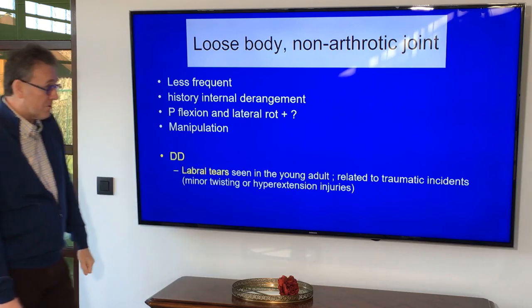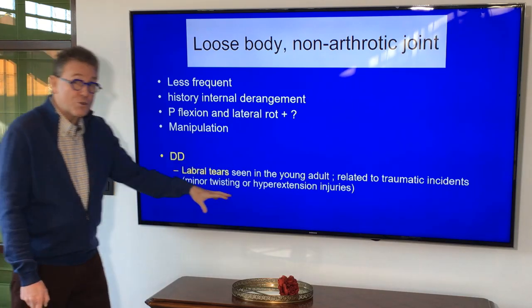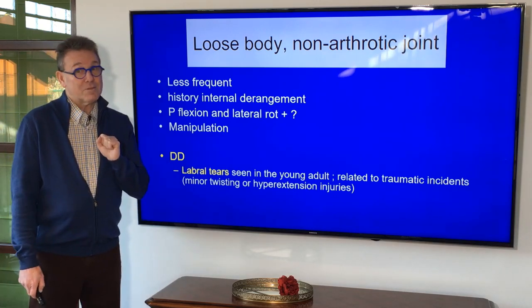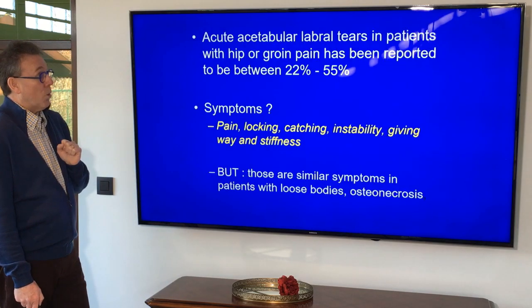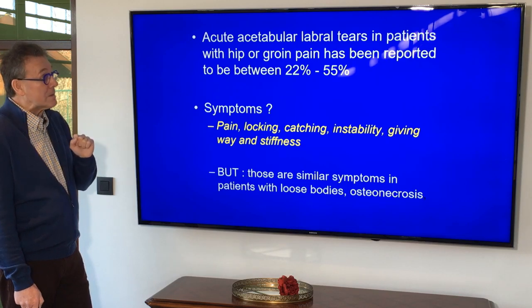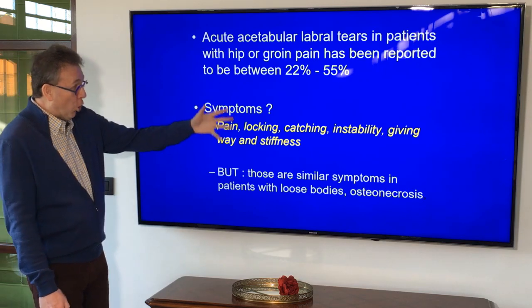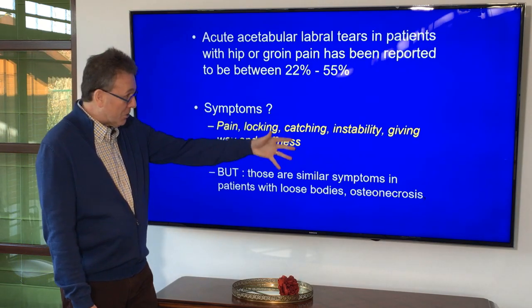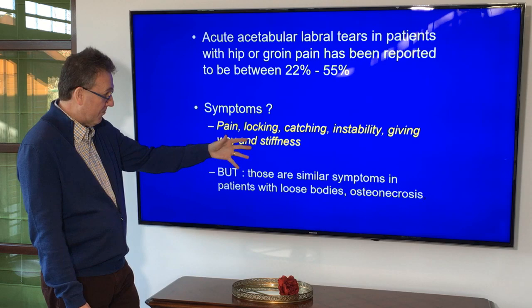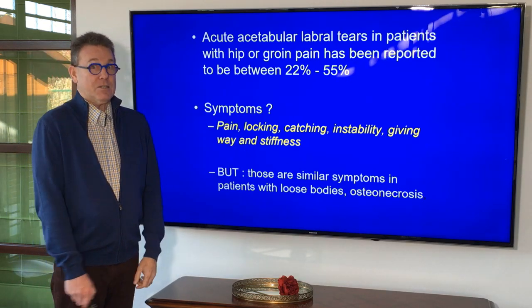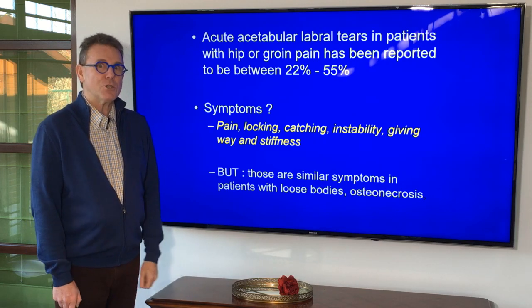in young adults when there was a certain trauma. And labrum problems in the hip seem to be quite frequent. Yeah? And what do they describe? Pain, locking, catching, instability, giving way, stiffness. That's more or less the same story as an internal derangement.